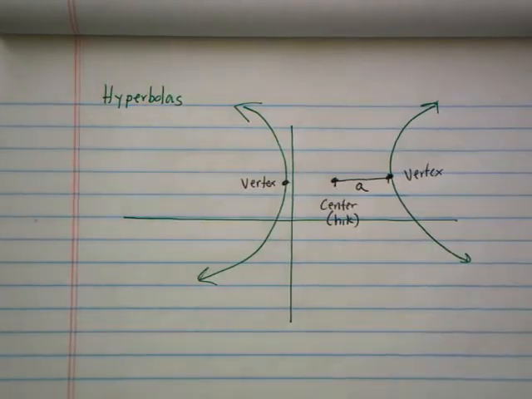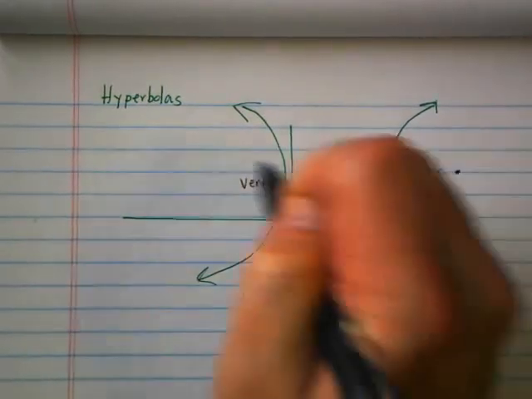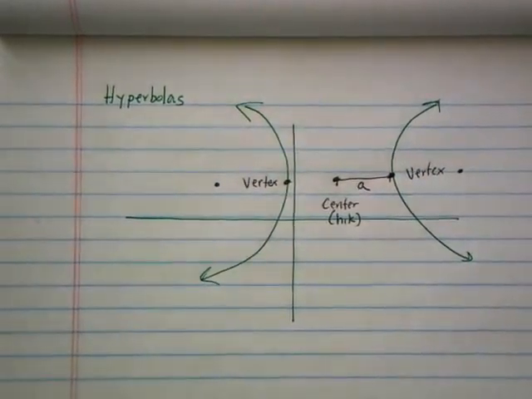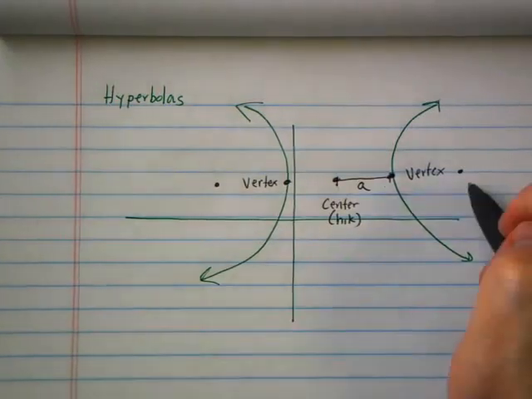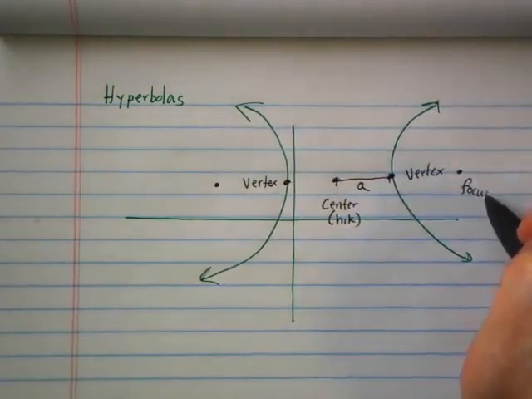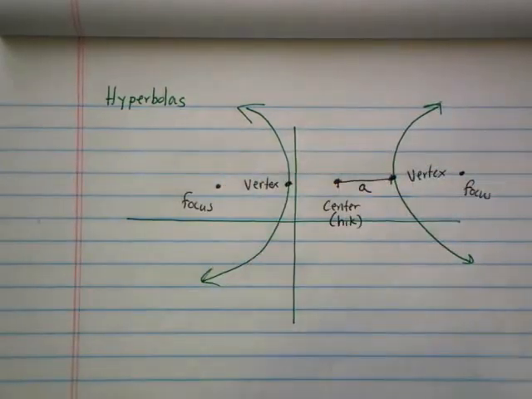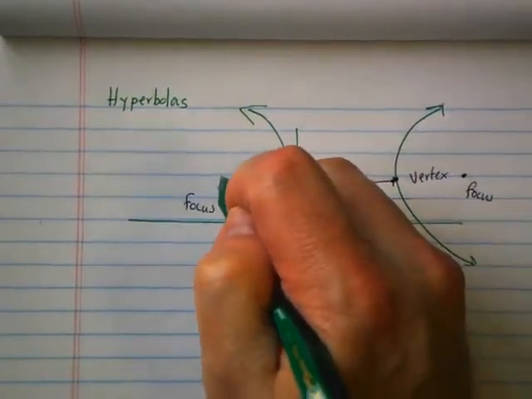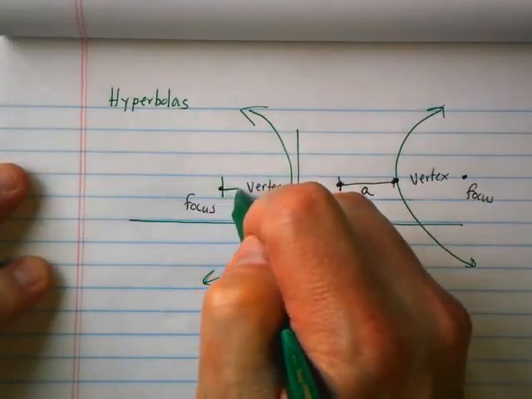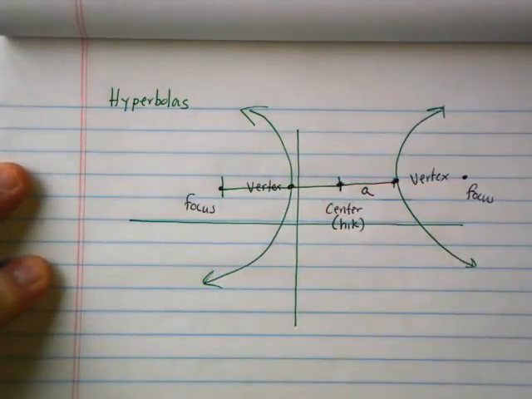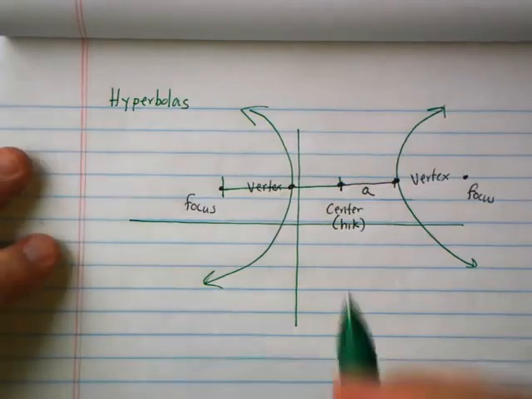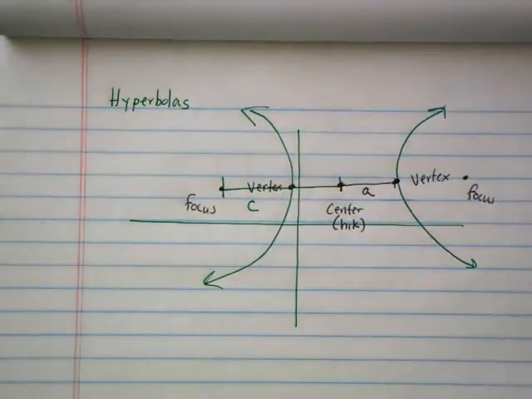Inside of our hyperbolas, we're going to have points here and here, and these are called the foci. So this is a focus, and this is a focus. How far is it from the center to the focus? That distance is called c, just like it was for an ellipse. From focus to center is called c.